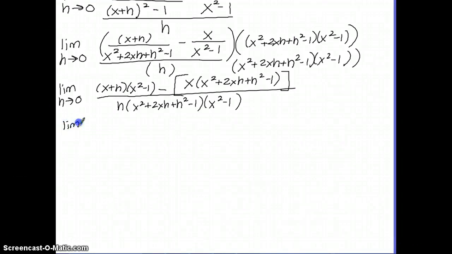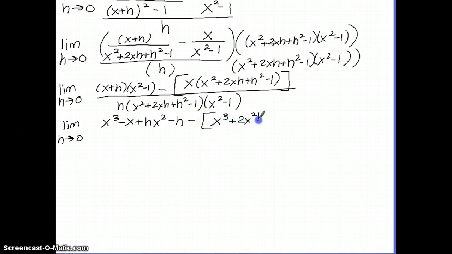So I've got the limit as h approaches 0. If I FOIL this, I've got x cubed minus x plus hx squared minus h. Minus, I'm going to distribute this x into each one of these things. x cubed plus 2x squared h plus xh squared minus x. And notice I still have the brackets there because all I did was simplify within the brackets. That negative still has to get to everything. And in the bottom, I don't want to forget to write it. I'm just going to recopy it.